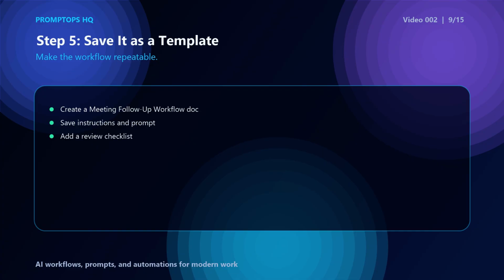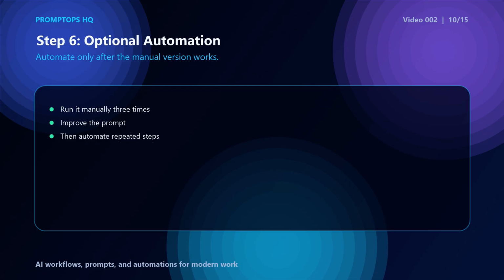Step 5 is turning the prompt into a reusable template. Create a document called Meeting Follow-Up Workflow. Inside it, save 3 sections: instructions, reusable prompt, and review checklist. Every time a meeting ends, paste the new notes below the prompt and run the workflow again. Once the manual version works, then you can automate pieces of it.